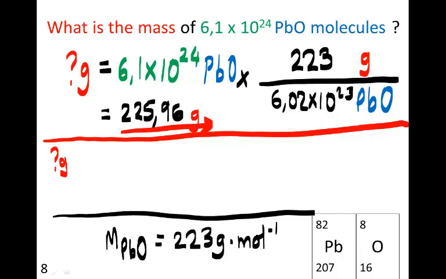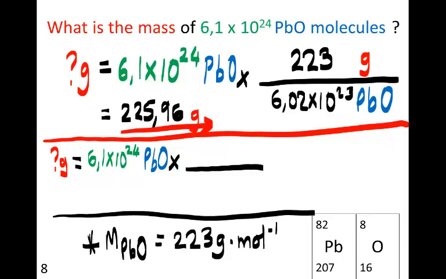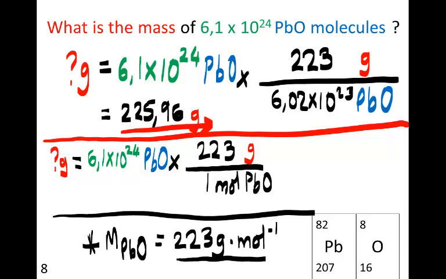How many grams is the same as 6,1 times 10 to the power 24 of lead oxide? So we know that lead oxide's molar mass is 223 grams per mole. 223 grams of lead oxide is the same thing as 1 mole of lead oxide. So that has helped us get to our goal to an extent because it's introduced here grams, which is what we want at the end.